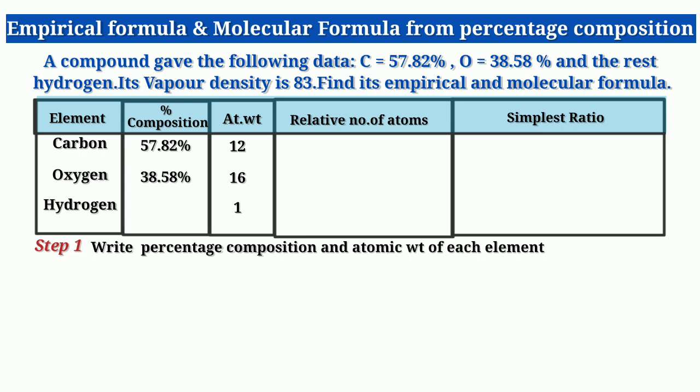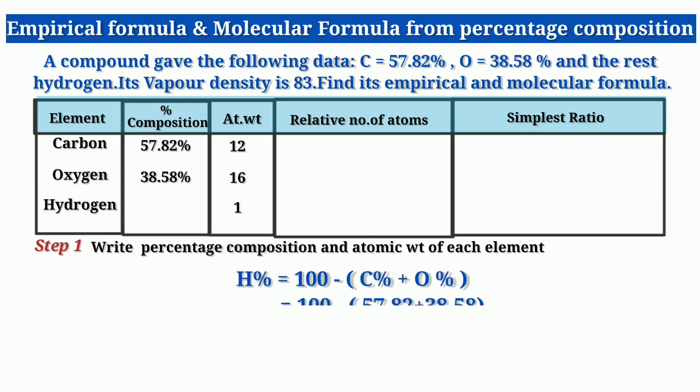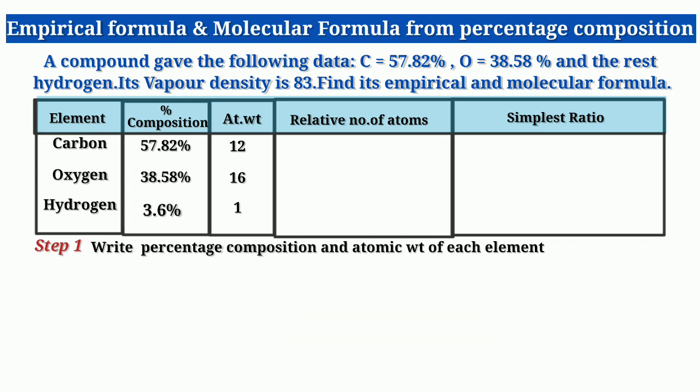Let us now find percentage composition of hydrogen. We can easily find it by adding percentage composition of carbon and oxygen and subtracting the sum from 100. That is 100 minus (57.82 plus 38.58), which comes to 100 minus 96.4, which gives us percentage composition of hydrogen in the compound as 3.6%. First step is over. Now in second step we have to find relative number of atoms.